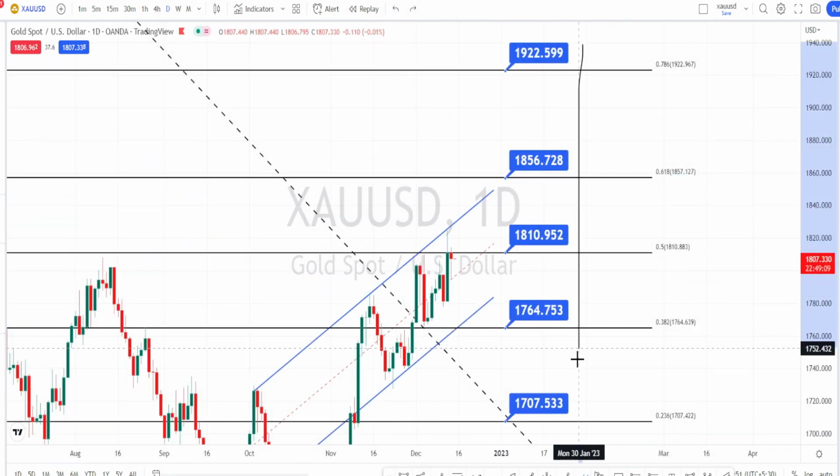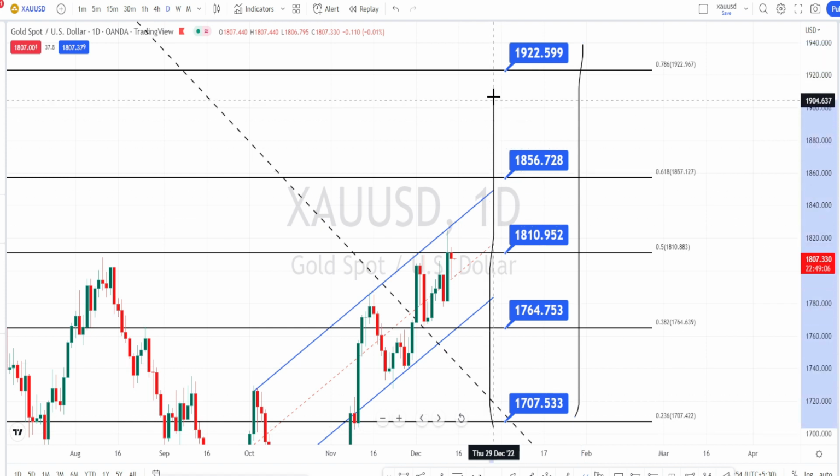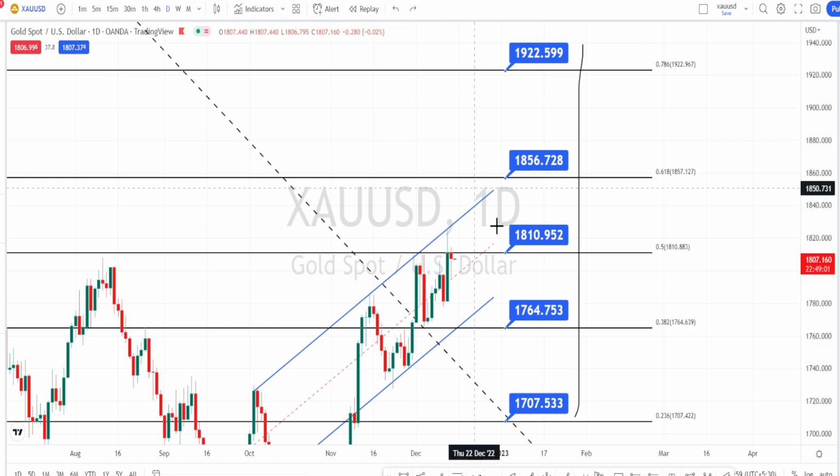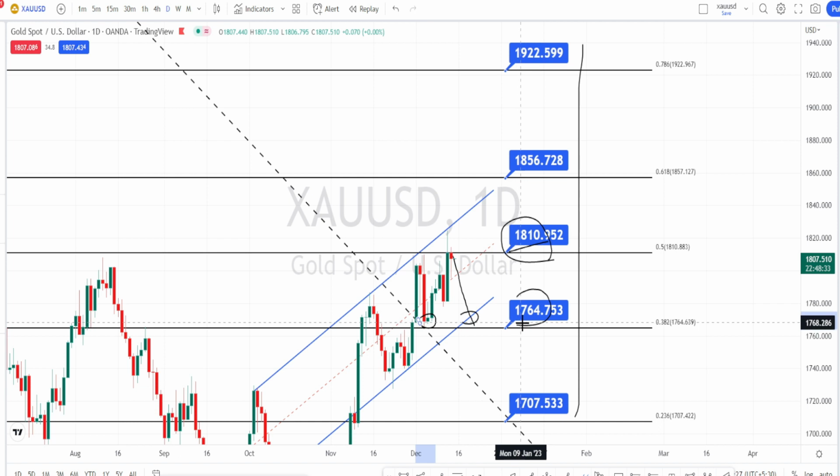And the values within these blue color boxes are the resistance and support levels for current price action in daily time frame. And currently we are noticing the price action to bounce back from the resistance level of 1810, and if the bearish side retracement continues, we can expect it to take support around the support level of 1764. And only when the price action breaks the support level of 1764, we can expect the bearish side trend reversal to start in daily time frame, and the next level of support is going to be around 1707.